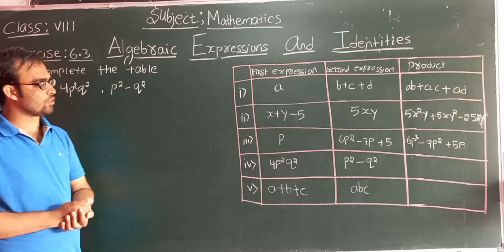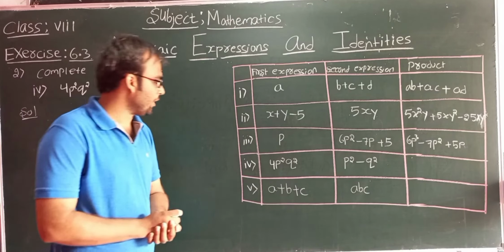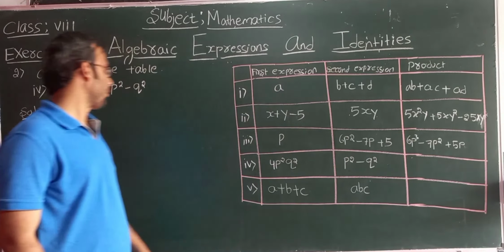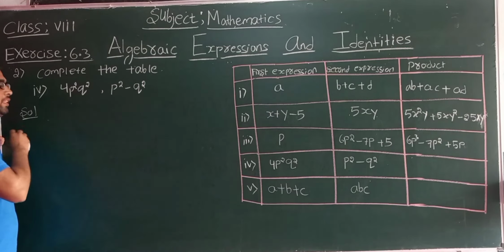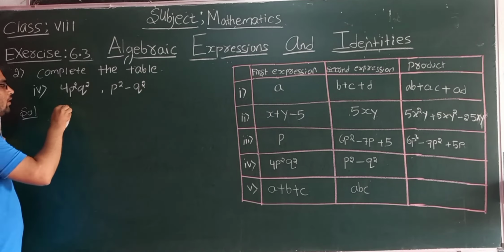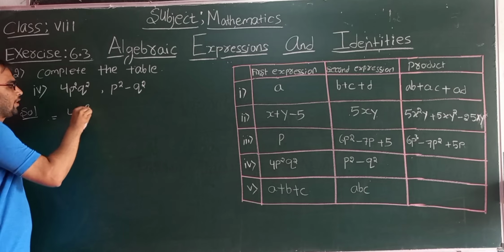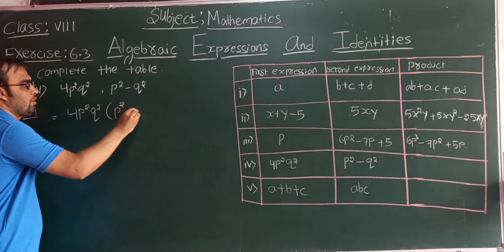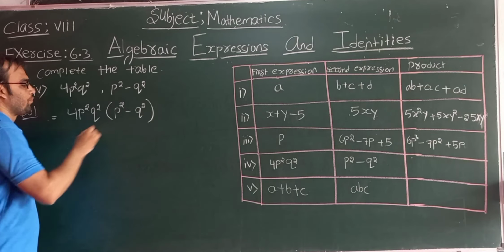Students, let us solve the fourth question. Okay, so what they have given? 4p square q square and p square minus q square. Okay, so here we need to find the product of these pairs. Now right here, 4p square q square, bracket, p square minus q square.